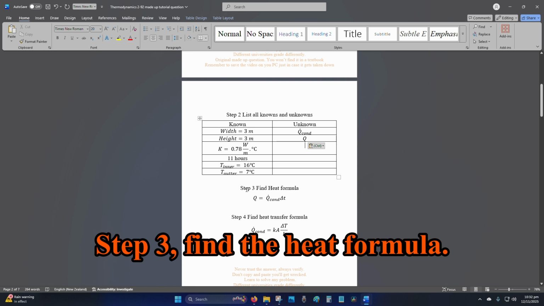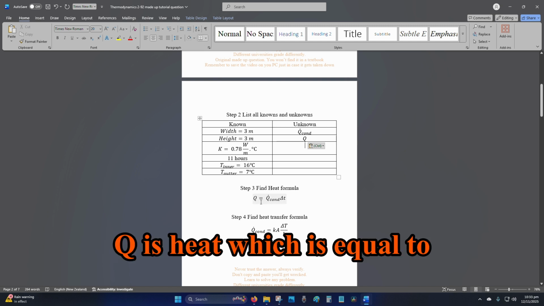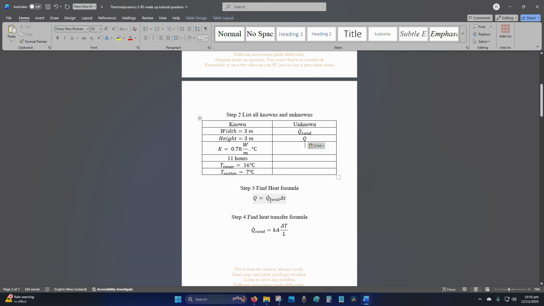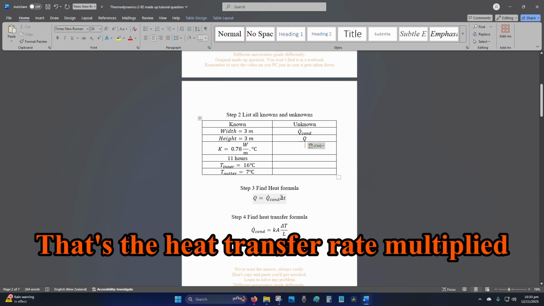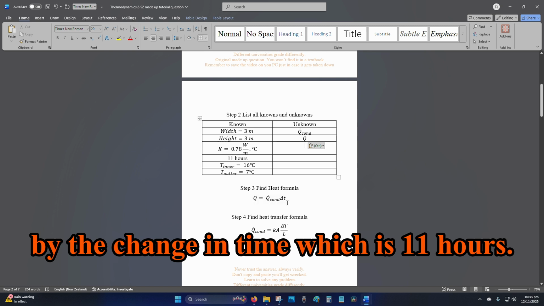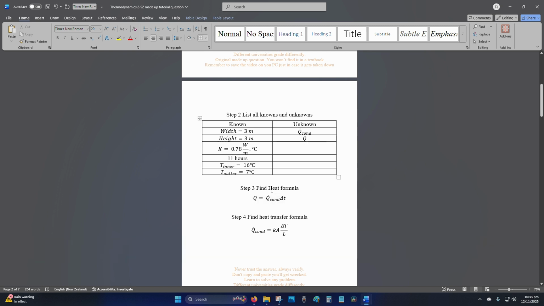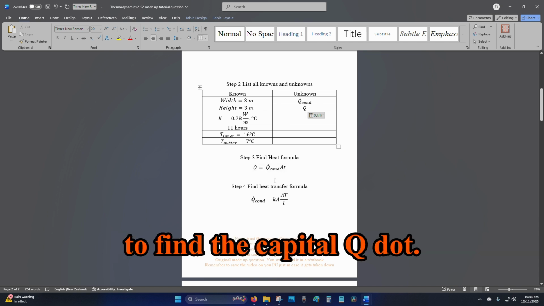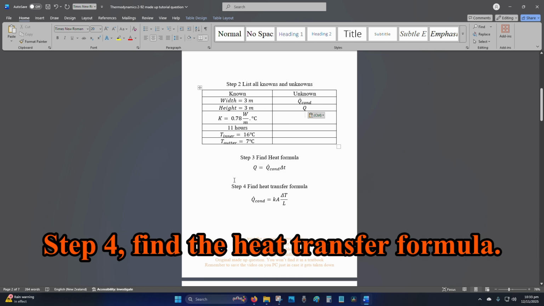So step 3, find the heat formula. So Q is heat, which is equal to Q dot, and that's capital Q, so that's the heat transfer rate multiplied by the change in time, which is 11 hours. Okay, so the time's given. We need to find the capital Q dot.